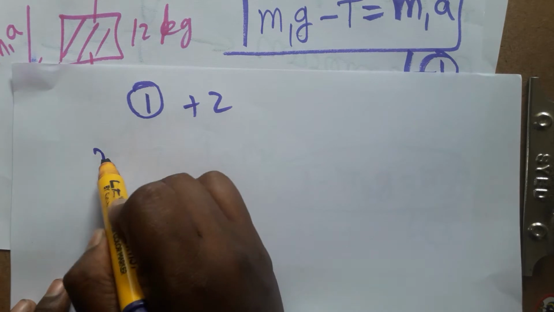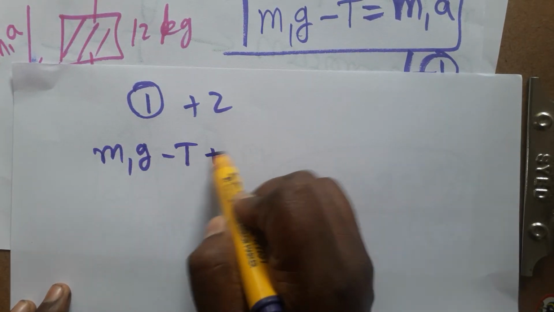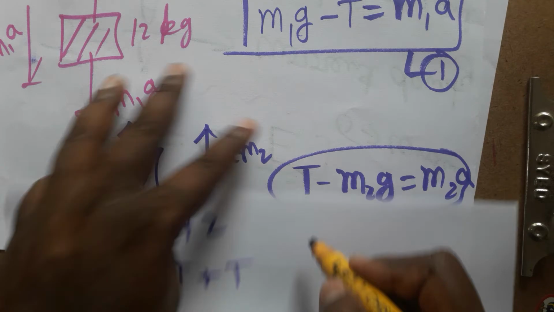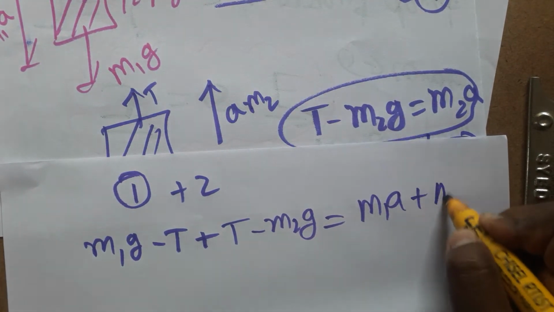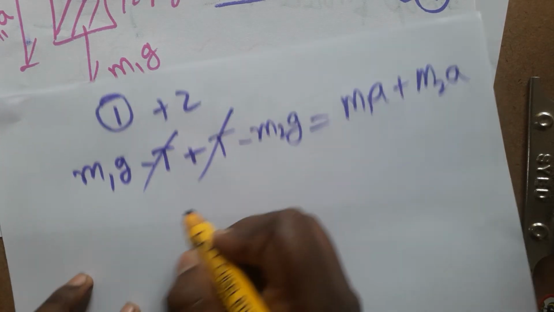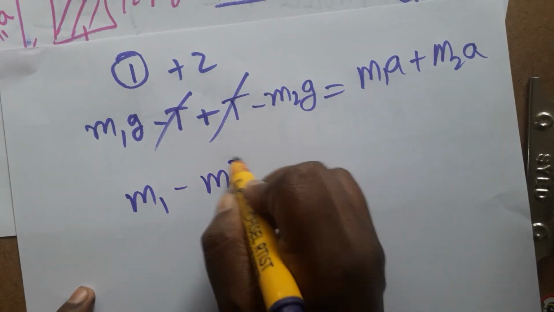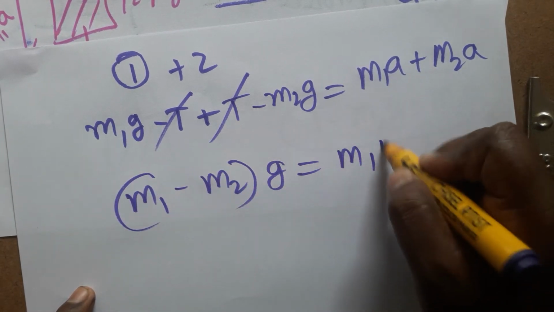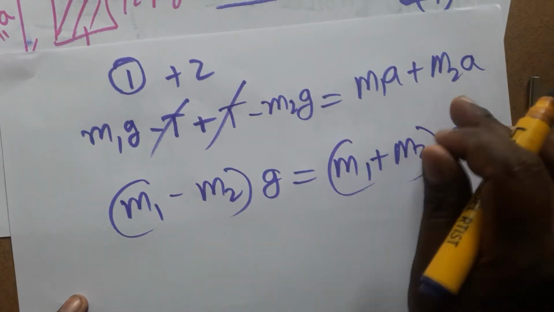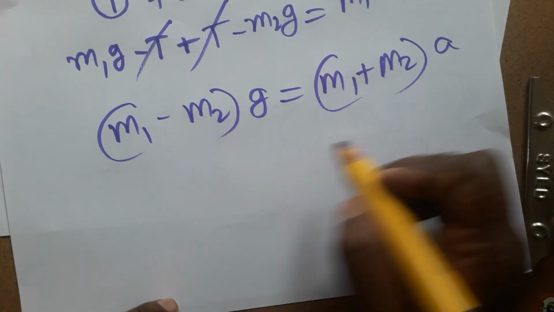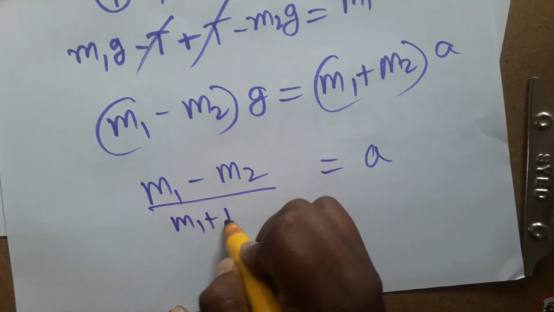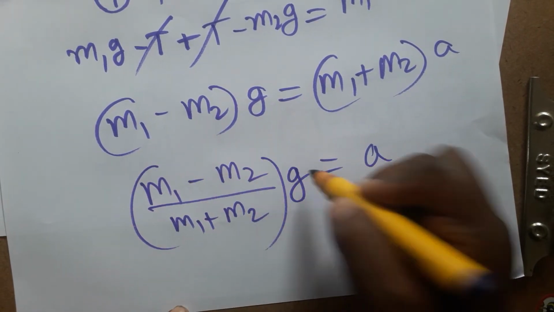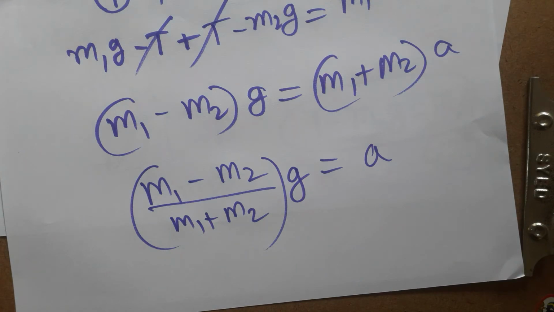So equation 1 is m1 times g minus T, plus equation 2 left hand side, T minus m2 times g, is equal to m1 a plus m2 a. So plus T minus T gets cancelled, m1 minus m2 into g is equal to m1 plus m2 into a. Here I have taken a common, g I have taken as common. Now a is equal to m1 minus m2 divided by m1 plus m2, into g.